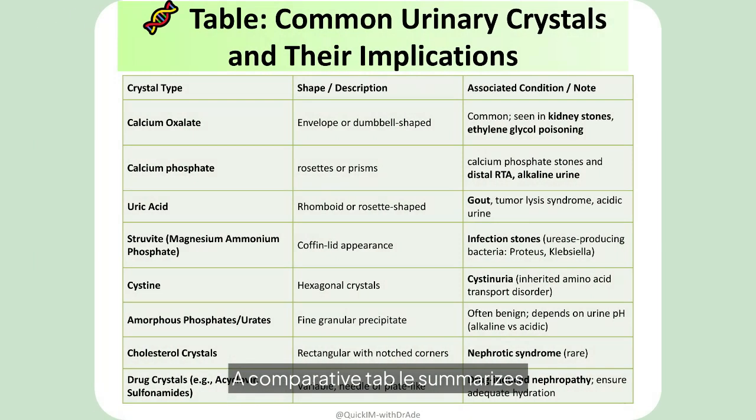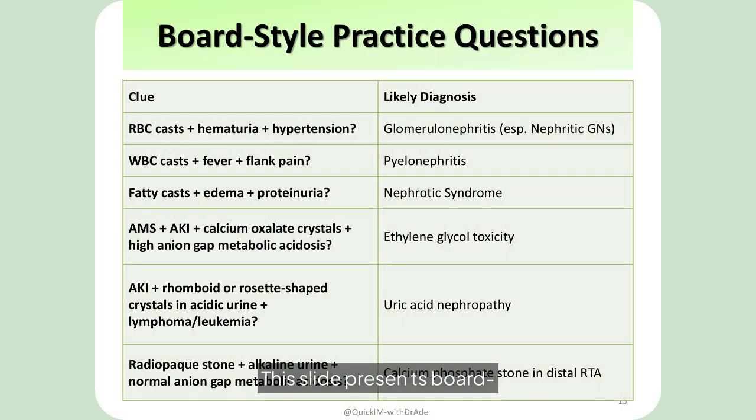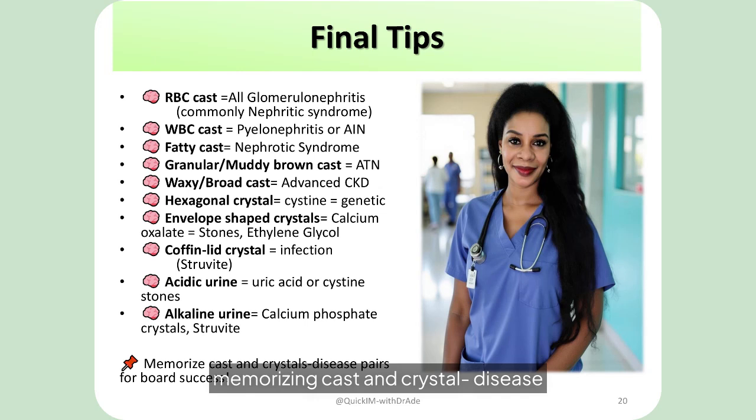A comparative table summarizes the morphology, pH association, and clinical implications of common urinary crystals. This is a key visual slide to consolidate knowledge and support quick recall for exams or clinical reasoning. This slide presents board-style questions that integrate casts and crystals with clinical scenarios. Identify disease entities based not only on microscopic findings, but also on clinical context, such as volume status and comorbid conditions. Final tips include memorizing cast and crystal disease pairs for board success.